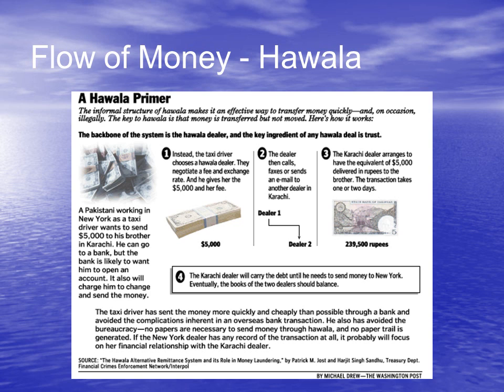And then that dealer would wait, and my brother would call that dealer, and the dealer would say, well, come on down. If my brother shows him the right code number, then he would give him the $5,000. The money can change hands very quickly, and the paper trail is virtually impossible to follow.